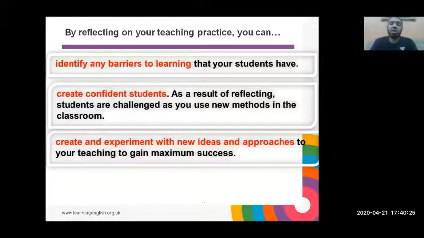So if I make a reflection on one of the lessons that I have taught the students, I have to find other ways to reteach it. It's not logical to reteach the same skill with the same activities that didn't work. So you have to rethink another approach, another method, and reteach the skill. So you created an experiment with new ideas and new approaches.